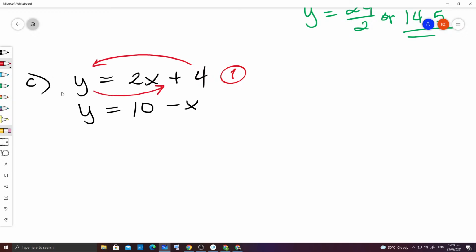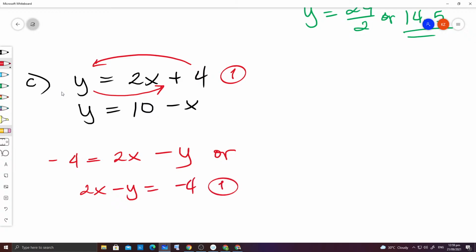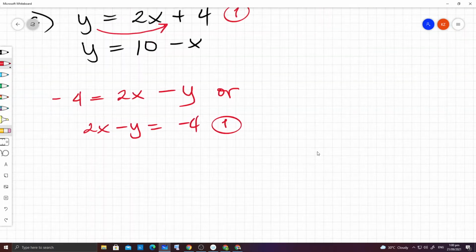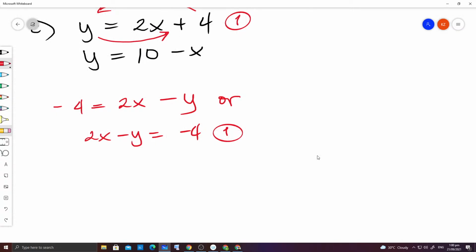So it will become negative 4 equals 2x minus y. Or I can rewrite it as 2x minus y equals negative 4. So this will become my new equation number 1. By substituting, let's substitute equation number 2. So we have 2x minus, okay, 10 minus x, equals negative 4.